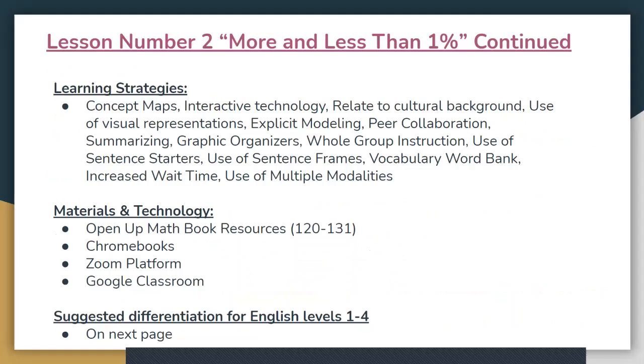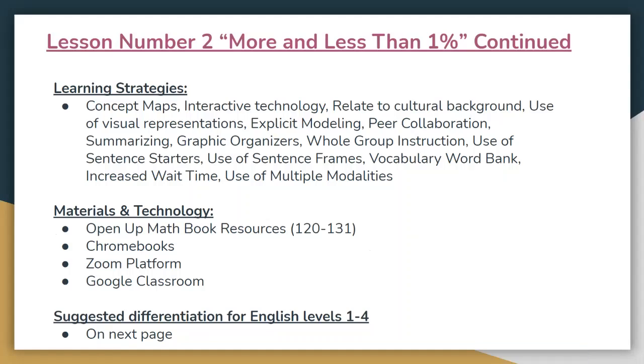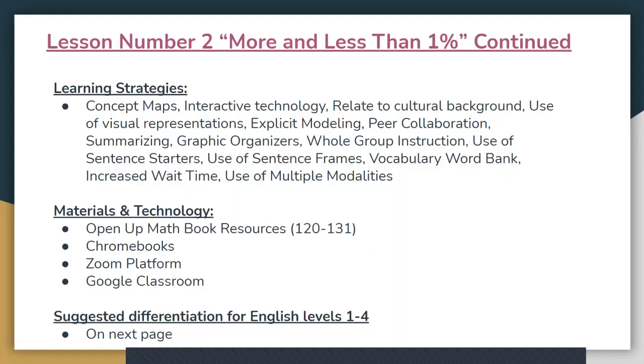Students will do this using the following learning strategies: concept mapping, interactive technology, relation to cultural background, use of visual representations, explicit modeling, peer collaboration, summarizing, graphic organizers, whole group instruction, use of sentence starters, use of sentence frames, vocabulary word bank, increased wait time, and use of multiple modalities.